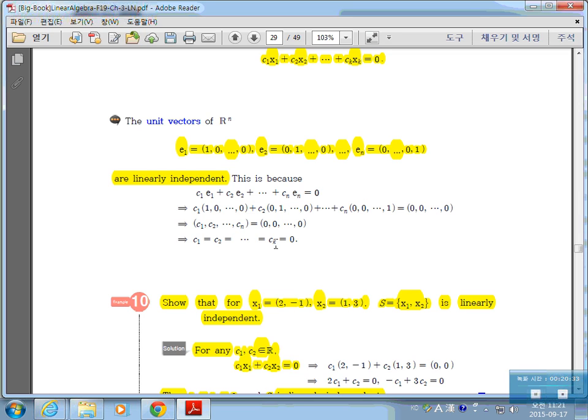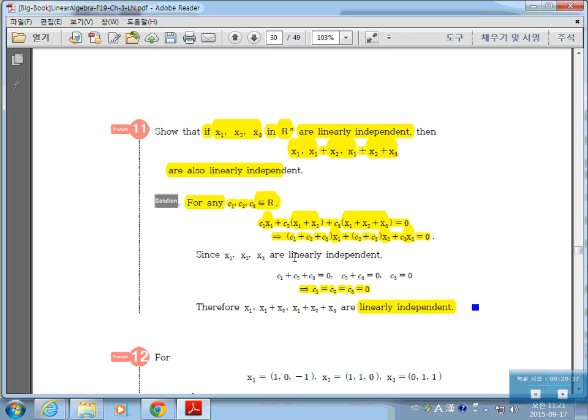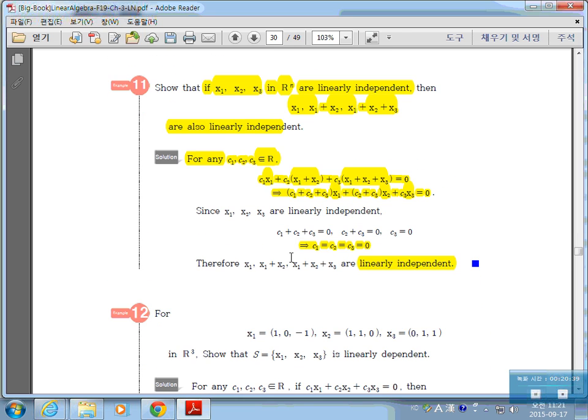This should be Cn. Cn should be 0. Okay. So if x1, x2, x3 in Rn are linearly independent, then these are also linearly independent. How?